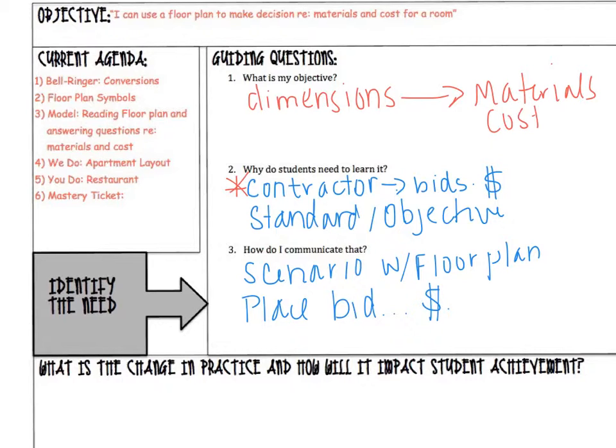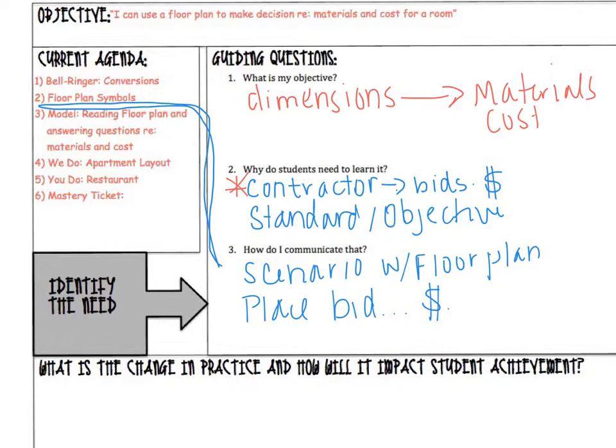Okay. So now I have to decide where this is going to go in my lesson. Well, I'm not going to put it before the bell ringer because that's activating prior knowledge. And I'm not going to put it before the floor plan symbols because then, if students are looking at it in between these two things right here, they may not know the symbols in order to read the floor plan. So I think the natural place to put it is going to be in between number 2 and 3.